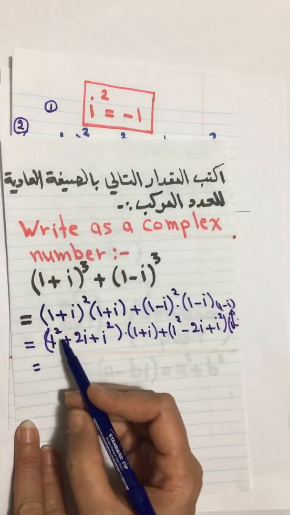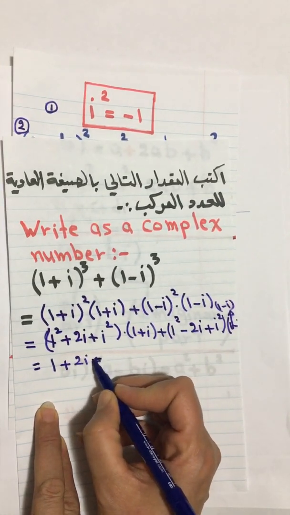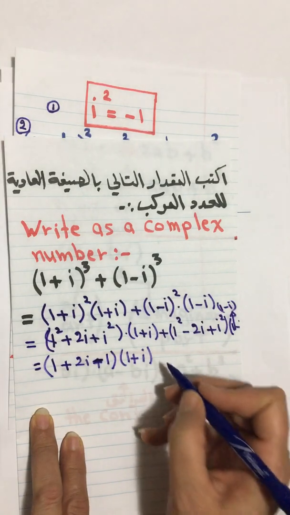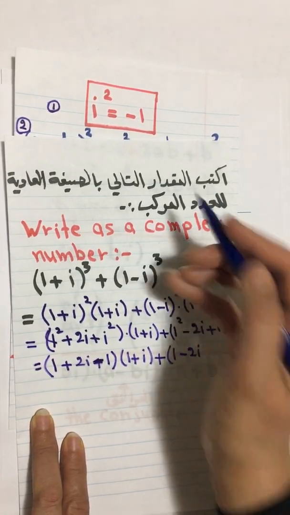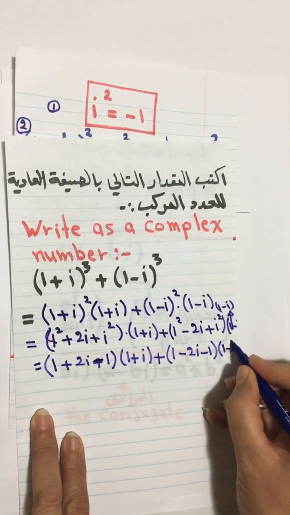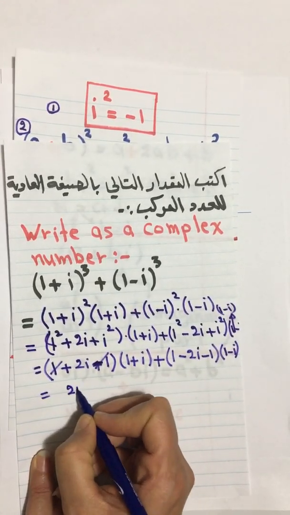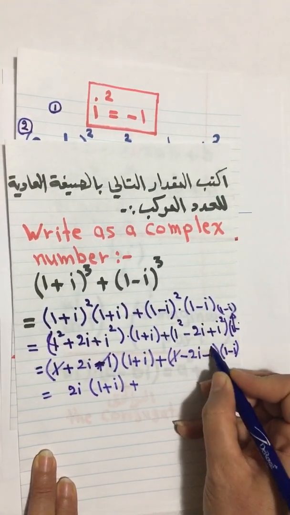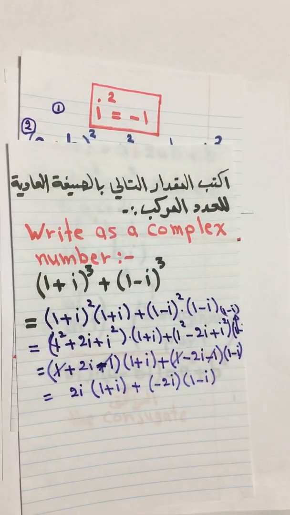Equals 1 squared, 1 plus 2i plus i squared, and i squared means -1, so this is going to be -1, times (1 plus i), plus 1 squared, 1 minus 2i plus i squared equals -1, so this is going to be -1, times (1 minus i), equals +1 -1, so I have 2i times (1 plus i), plus +1 -1, negative 2i times (1 minus i).